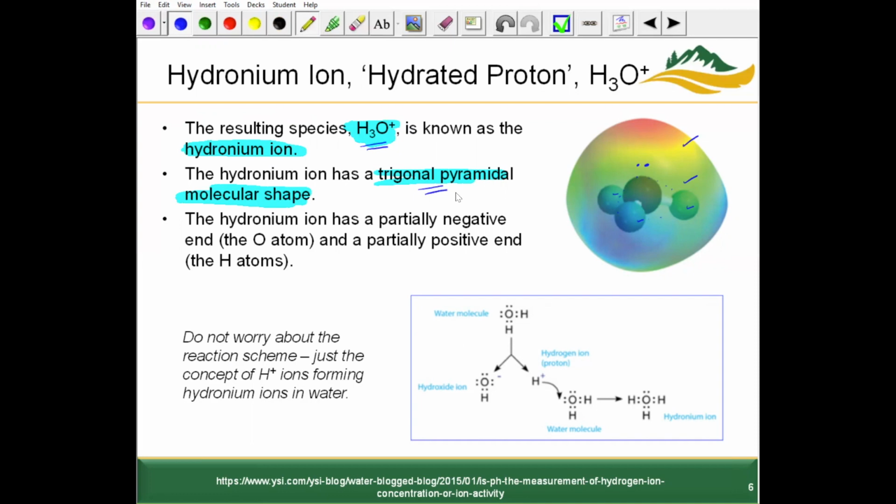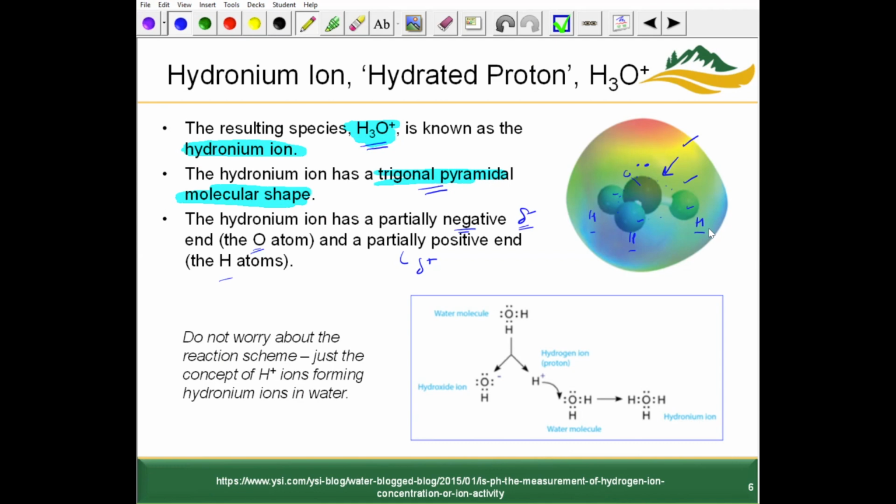A hydronium ion, similar to a water molecule, does have this area of partial negative charge, if you remember from part 1, and partial positive charge, where the partial negative charge is still in the area of the oxygen. So here is H3O+, so all of these are H's, and this is oxygen. Then a partial positive end on the hydrogen atoms.